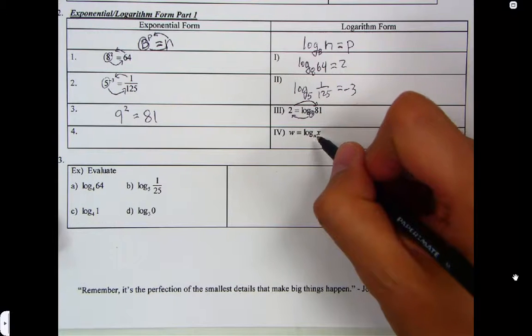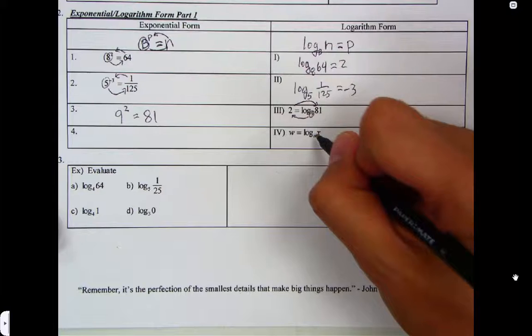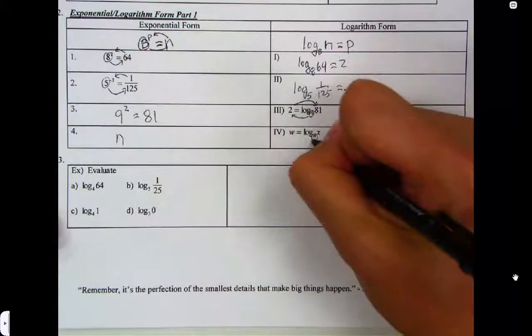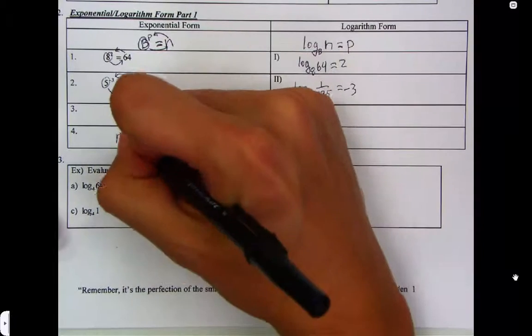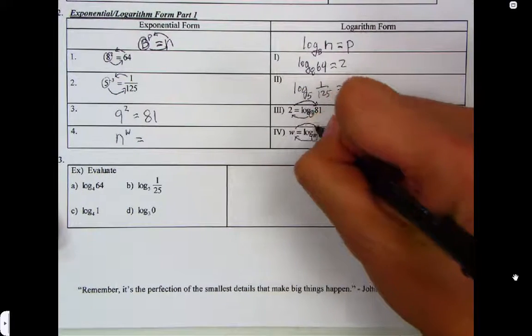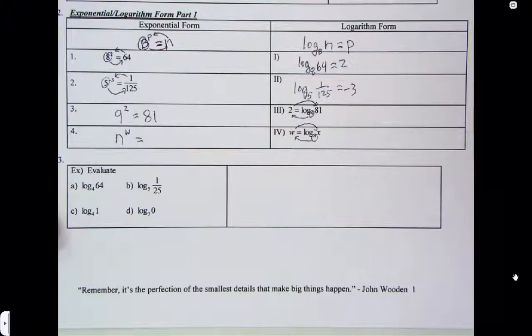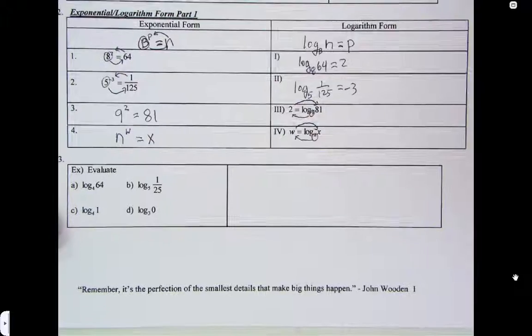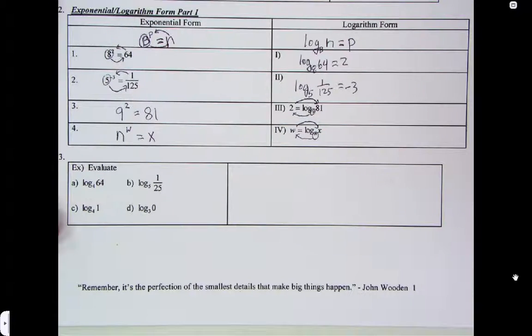Same thing with number 4 right here. Circle the base, that's the n. So I'm going to write n. What's on the other side of n is the exponent. w is equal to, what's on the other side of w is x, is equal to x. Okay. So we're going to evaluate these.